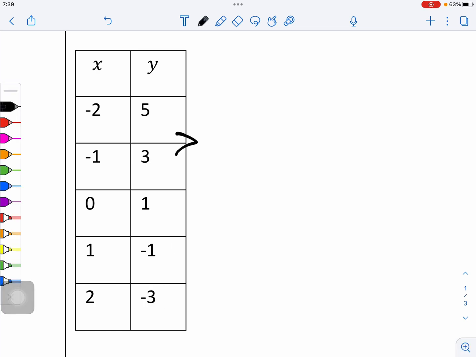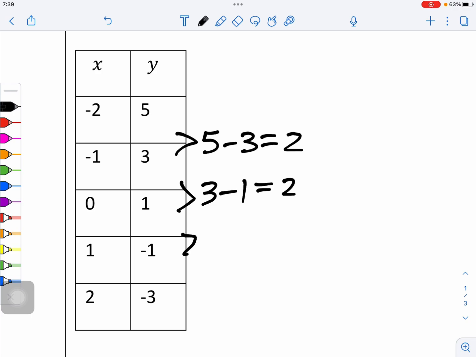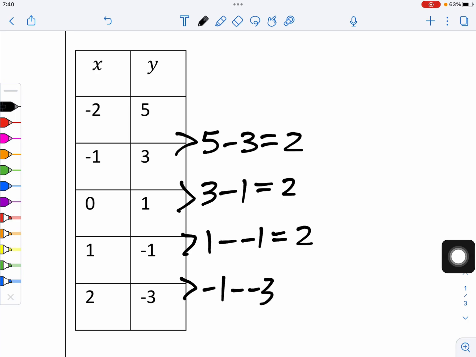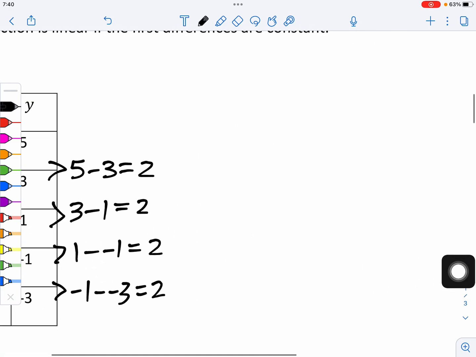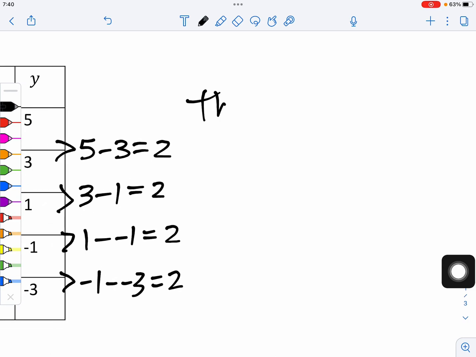So I'm going to subtract. 5 minus 3 is 2. 3 minus 1, also 2. 1 minus -1 is 2. Notice I did minus the negative. It's always minus, even when it's minus a negative. And then -1 minus -3, also 2. We took the differences the first time, and they were constant, meaning they gave me the same value. So we would say this function is linear.